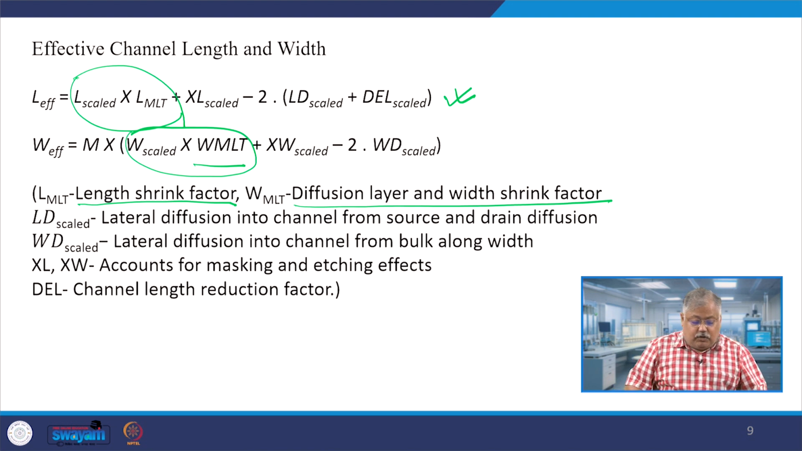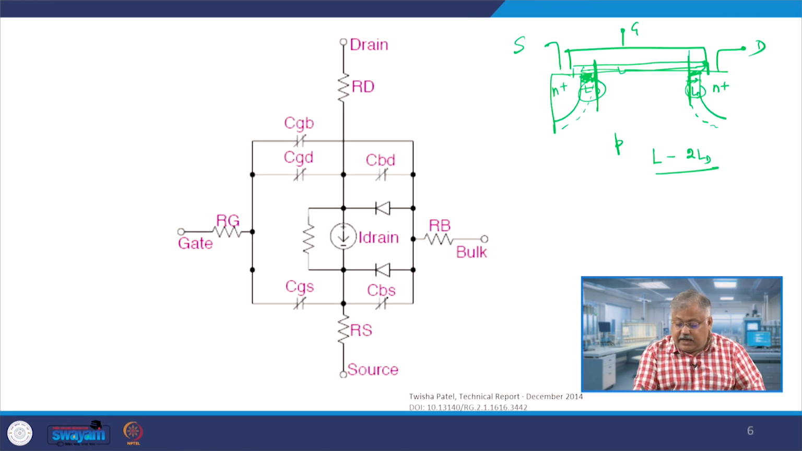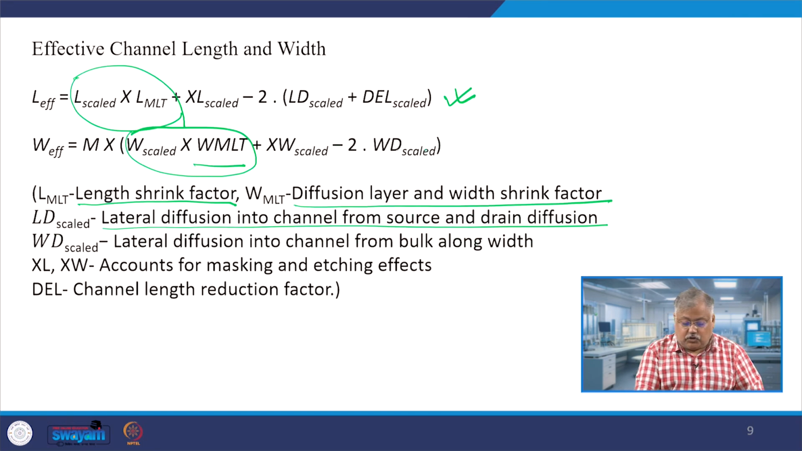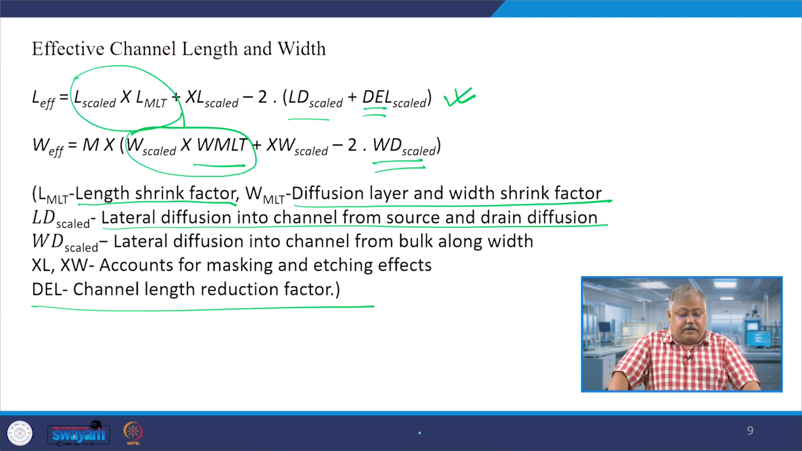Now, if you look at LD scaled, it is basically the lateral diffusion into the channel from the source and drain regions. Let me help you out here. This is my LD which I was talking about, right. So this is the value, LD scaled, and we obviously have WD scaled also available with us, and this value of DEL is basically my lambda or channel length modulation parameter, right. What does it tell me? I will tell you how I found out.